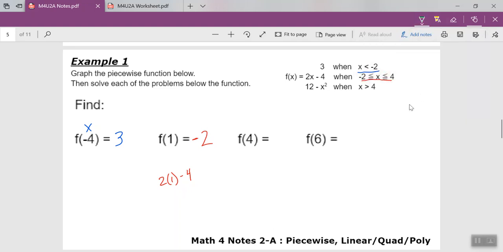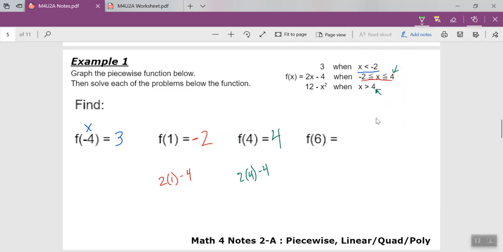Now, when we jump to this guy, f of 4, we're going to have to watch both him and him and make sure that we grab the right one. Now, you want the one with the equal sign, because that's where it actually is 4. This is just an open circle down here. 4 doesn't count. But 4 does count up here. So we're going to say, what is 2 times 4 minus 4? That's 8 minus 4. That's 4.